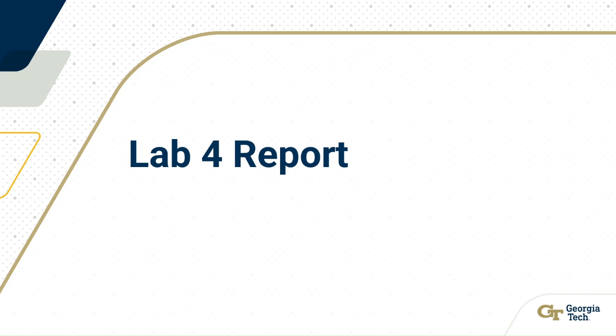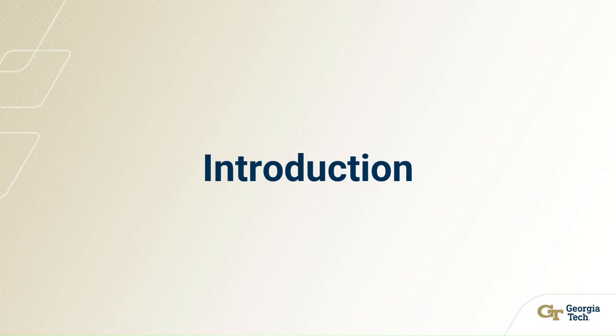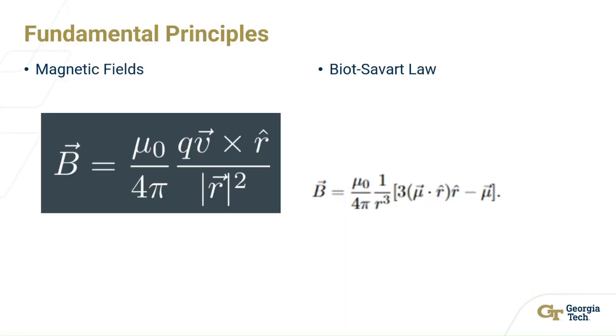My name is Daniel Crenshaw, and this is my Lab 4 report. For this lab, we were tasked with using a magnetometer to analyze how the magnetic field of a dipole works. The main physics principles used were the Biot-Savart law and the definition of a magnetic field.